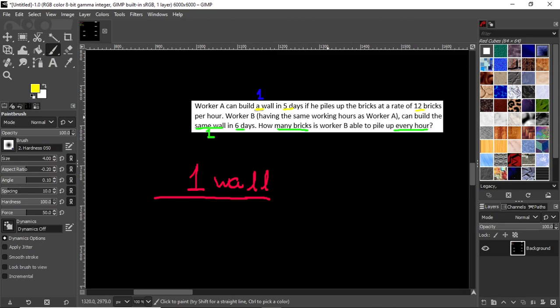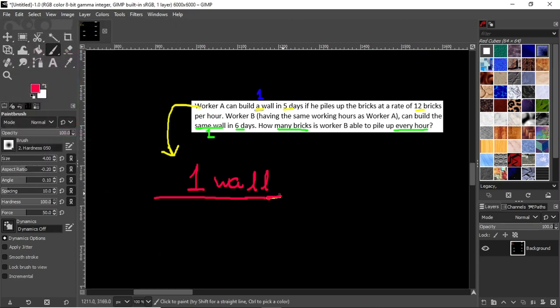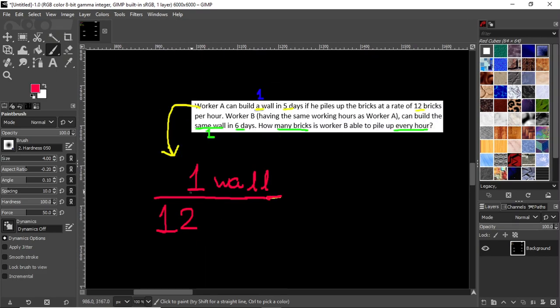Worker A is building 1 wall, so this is for worker A. I'll use the same red color. Need to be a bit more consistent with the colors. Anyways, he builds it at a rate of 12 bricks per hour. Again, I'm using bricks per hour, not bricks per day or anything, but that doesn't really matter because the units, again, have to be the same on both sides, but not consistent per se. There's also the thing about the shifts, so we should not actually use days here. Anyways, 12 bricks per hour, and he does this in 5 days, so T1 is 5.